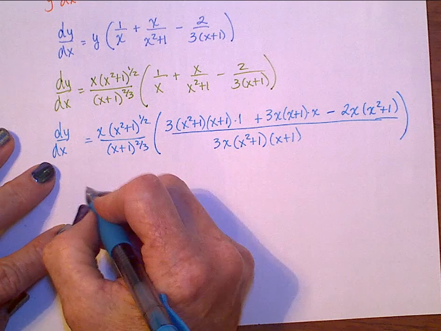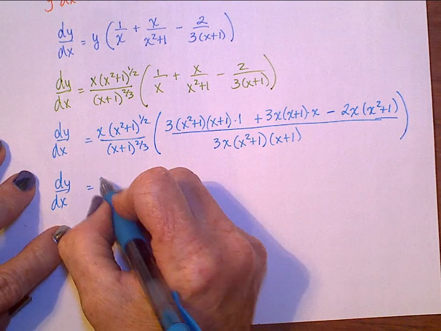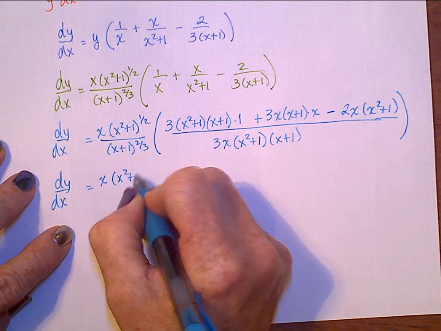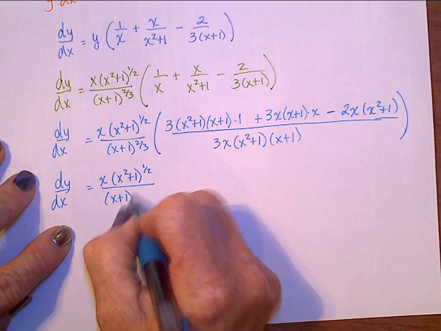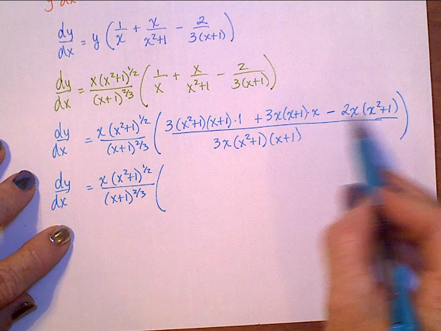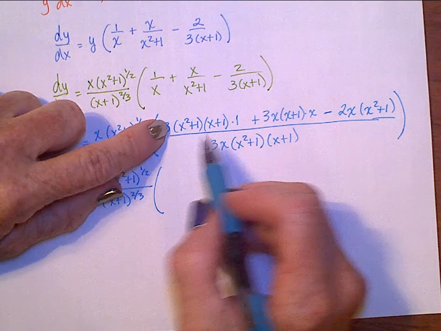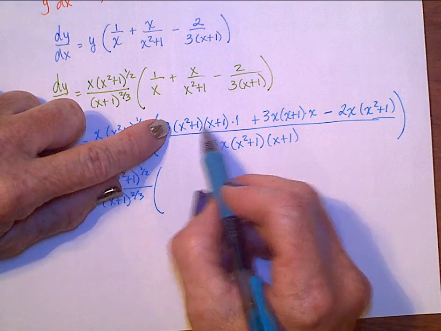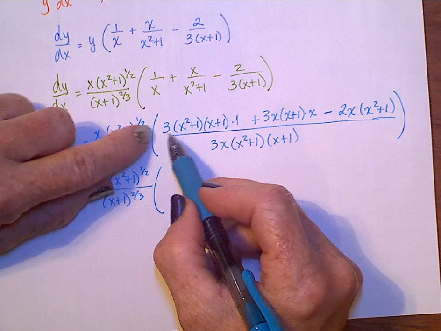All right, let's keep going. We're going to need to multiply all this stuff out and combine some like terms in here. I'm going to go ahead and multiply out this x squared plus 1 times that x plus 1. And then when I get each term, I'm just going to go ahead and multiply by 3 all at the same time.